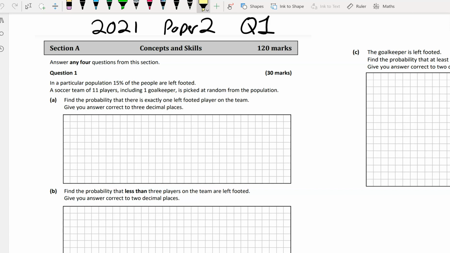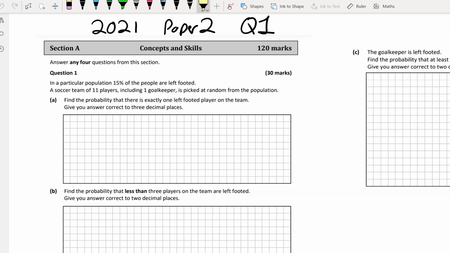2021, Paper 2, Question 1. In a particular population, 15% of the people are left-footed. A soccer team of 11 players, including a goalkeeper, is picked at random from the population. Find the probability that there is exactly one left-footed player on the team. Give your answer correct to 3 decimal places.